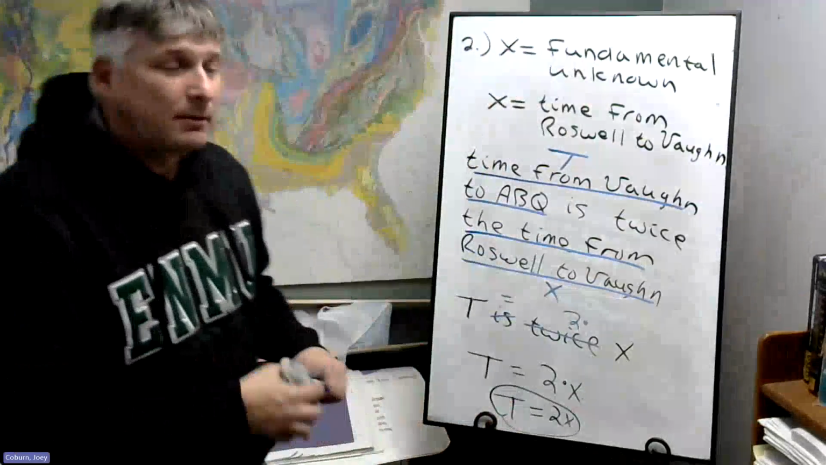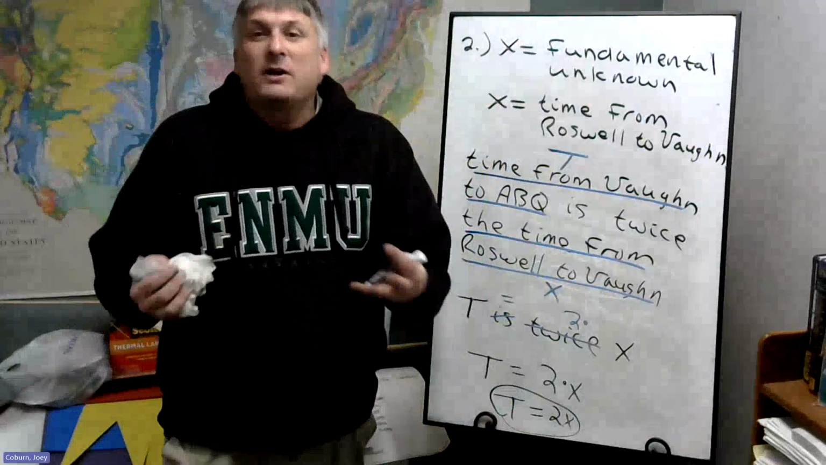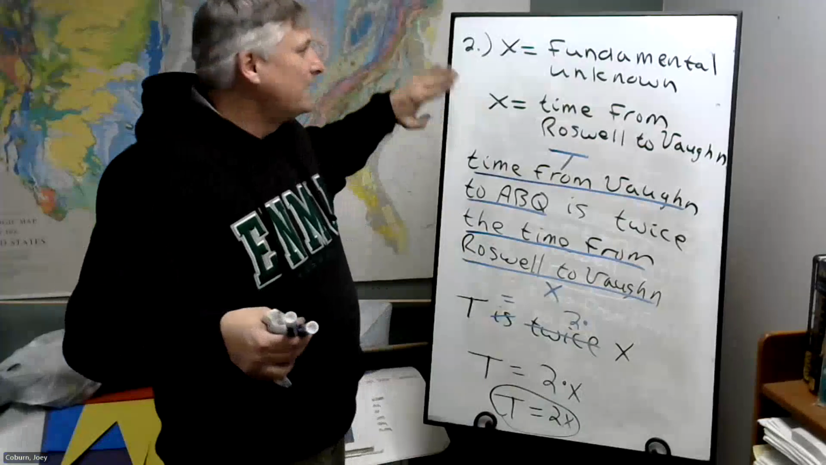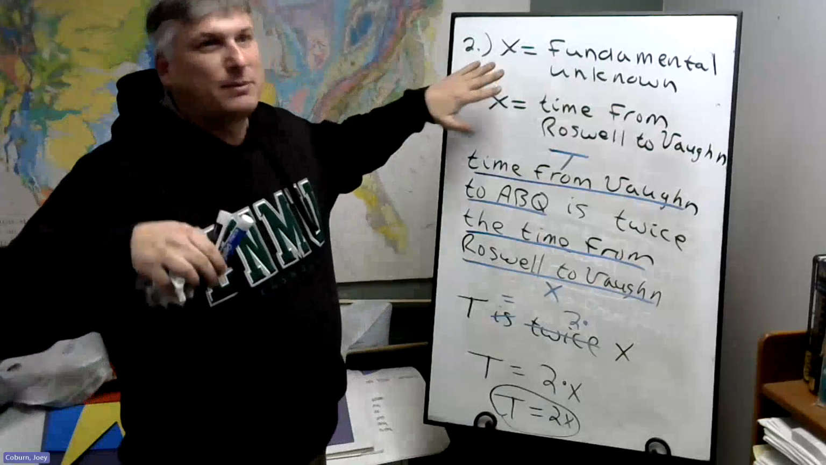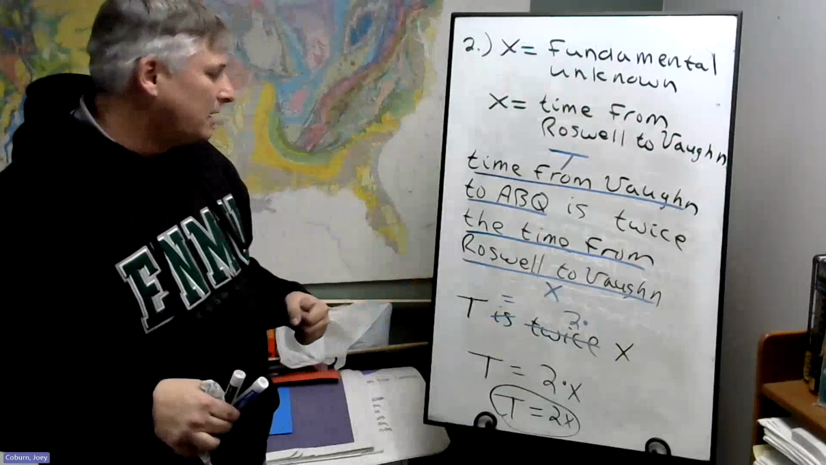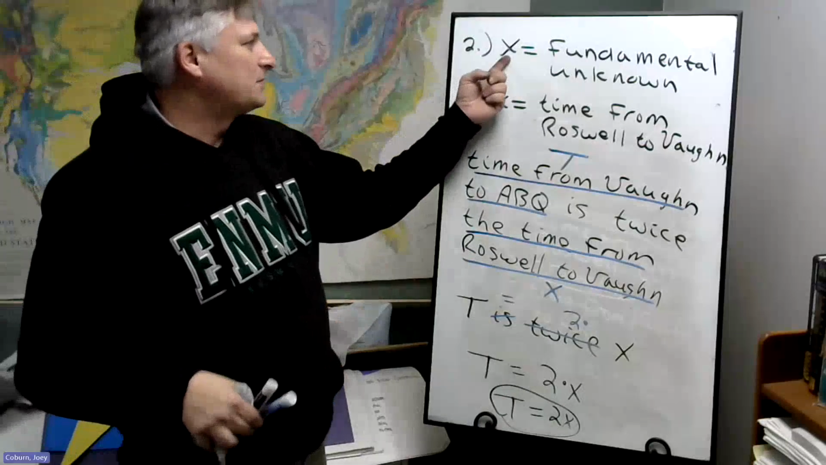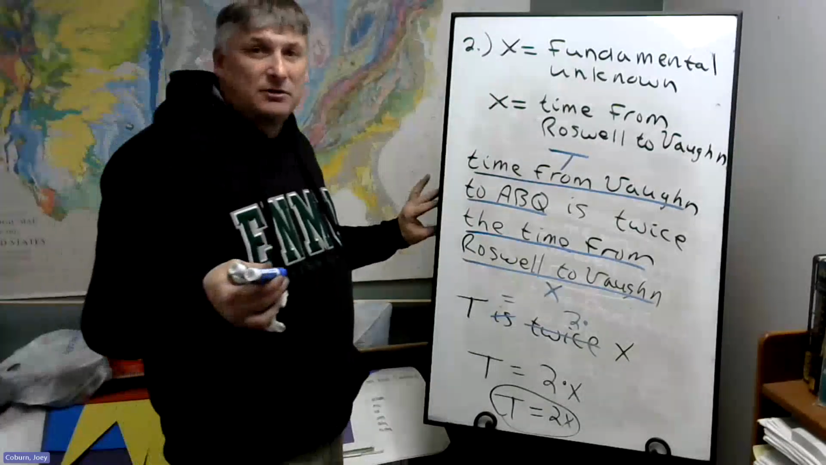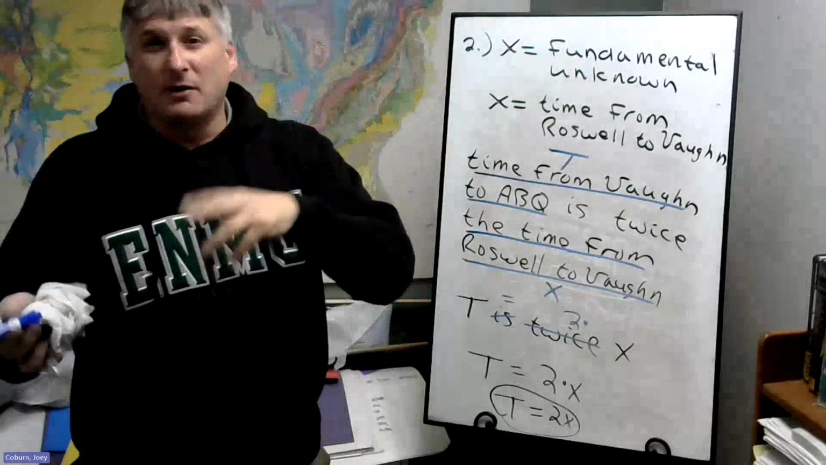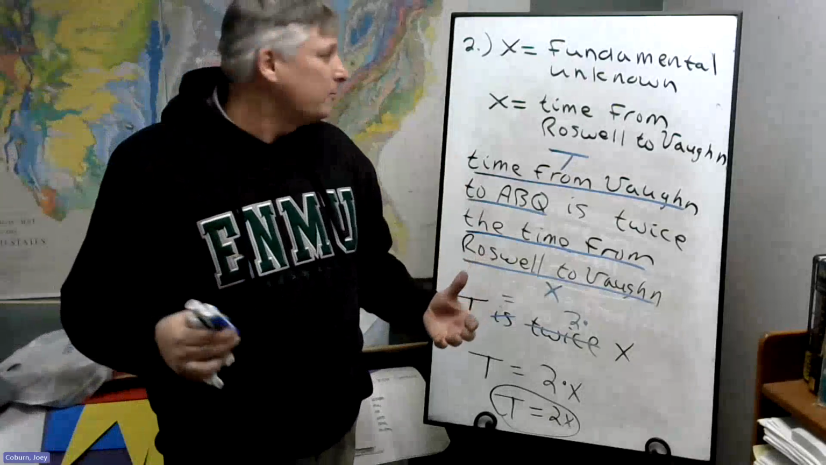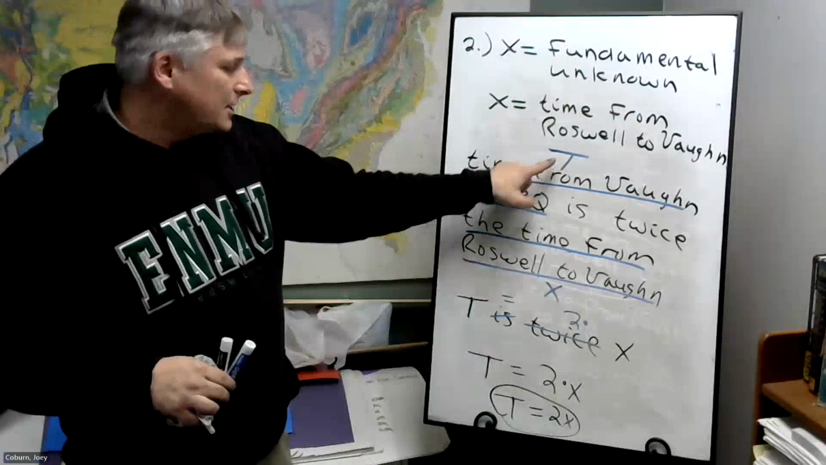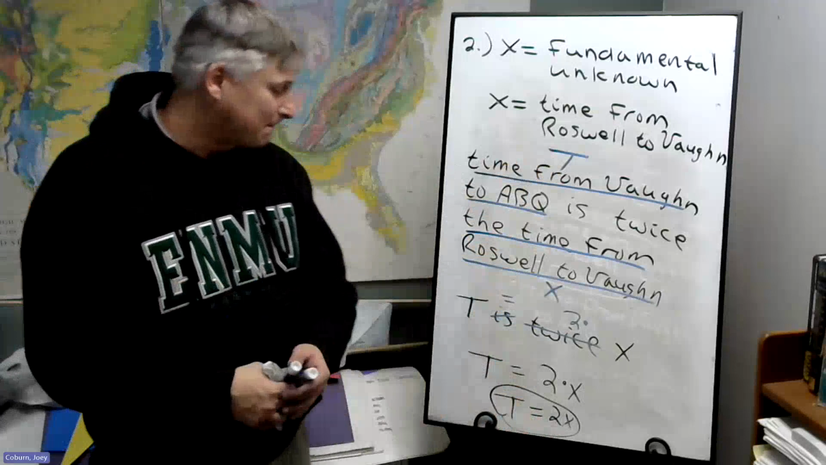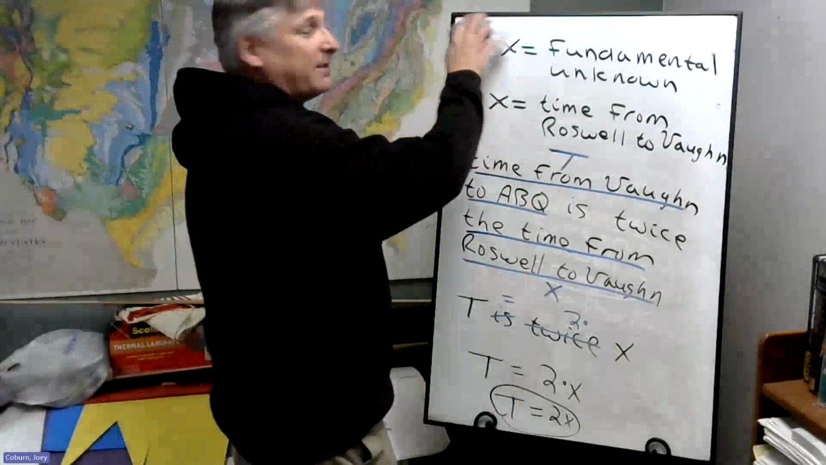So the key step in number 2, it's working with the unknowns. Identify the fundamental unknown and give it a name. We're going to call it X or maybe T or something. And so there we go. That's the time from Roswell to Vaughn. Then the other unknown, in this case, the time from Vaughn to Albuquerque, we were told that whatever that time is, it's going to be twice the time from Roswell to Vaughn. And so we come away with that.